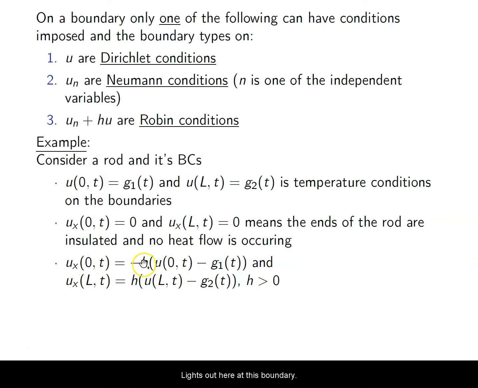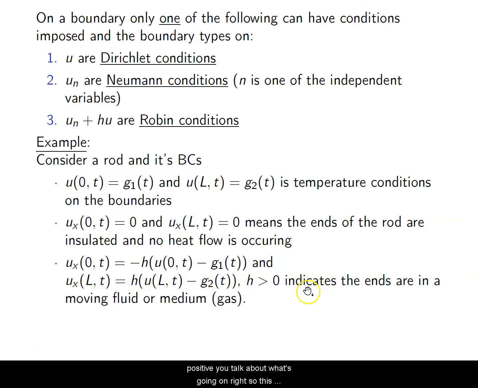So here at this boundary, I have a negative h times u(0,t), so that's still at the boundary, minus some function, and maybe at the other side I have the same sort of thing. Here, if h is positive, we can talk about what's going on, right? This indicates that the ends are in a moving fluid or a medium, which could be a gas, right? Cold air, cold water, some sort of gas that conducts heat well or does not conduct heat well, right?